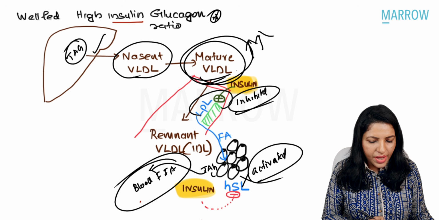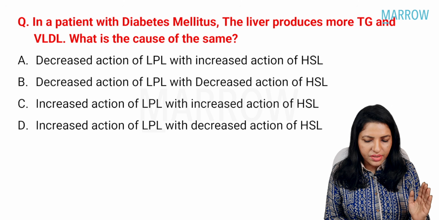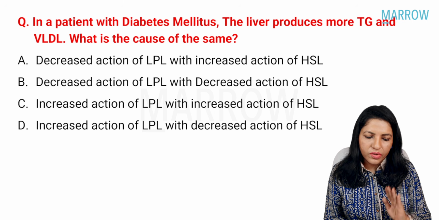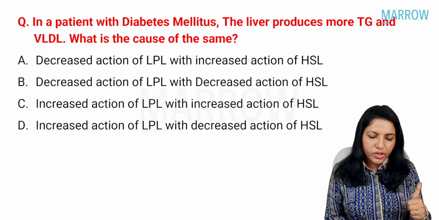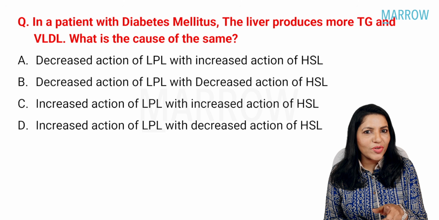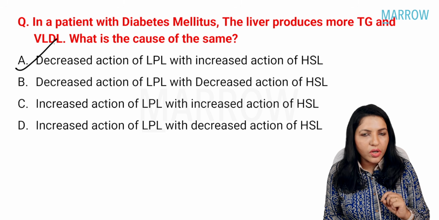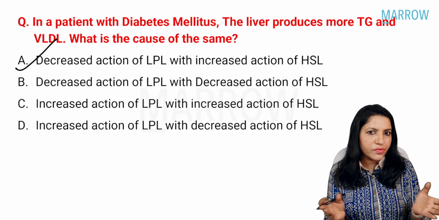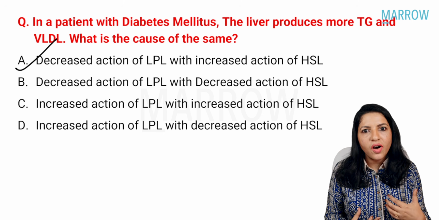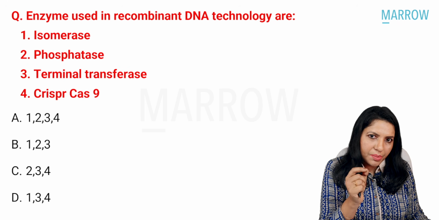Okay, now we'll go back to that question. In a patient with diabetes, the liver produces more triacylglycerol and VLDL. Yes. What is the cause for the same? Decreased action of lipoprotein lipase and increased action of hormone sensitive lipase. Okay, so the answer here is A. I hope that you got the concept of this answer, that is diabetes mellitus, LPL and hormone sensitive lipase.